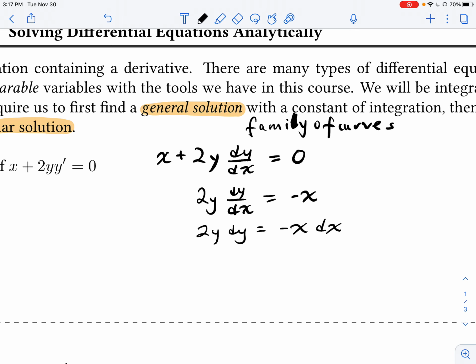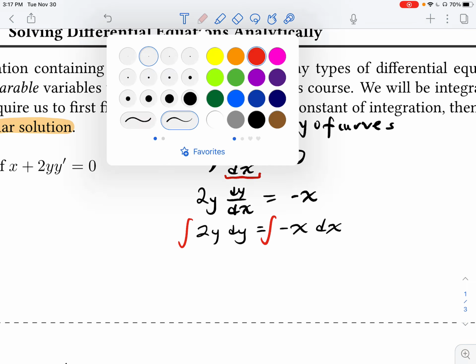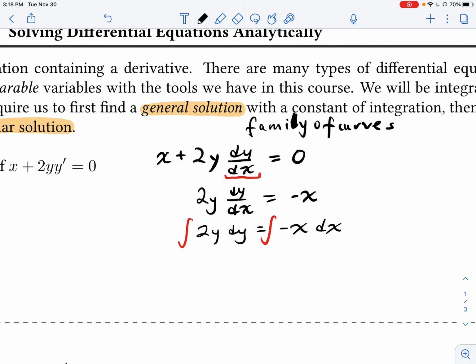Now the next thing we're going to do is go ahead and integrate both sides. And this makes a lot of sense because if we're trying to find the equation whose derivative is this dy dx here, we've got to integrate both sides. So let's do that. The left side is pretty simple to integrate. We've got 2y squared over 2, which simplifies to just y squared. And the right side is going to be negative x squared over 2.